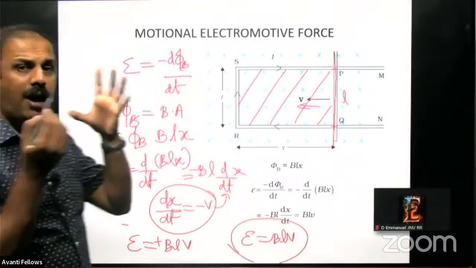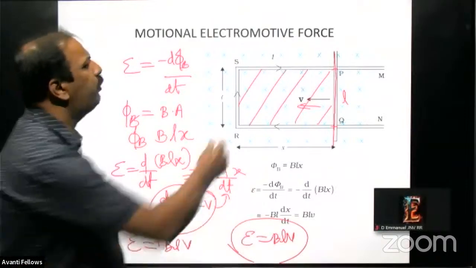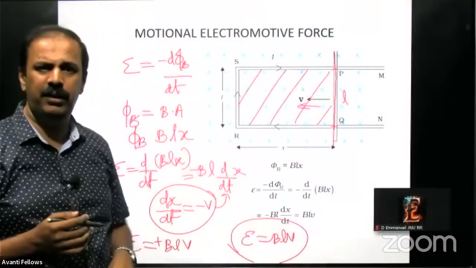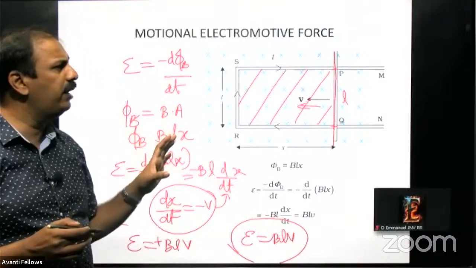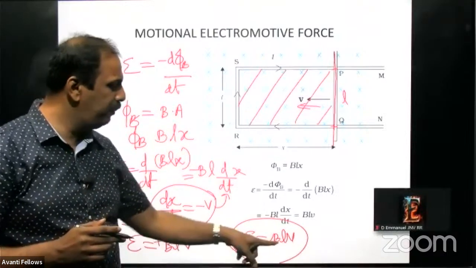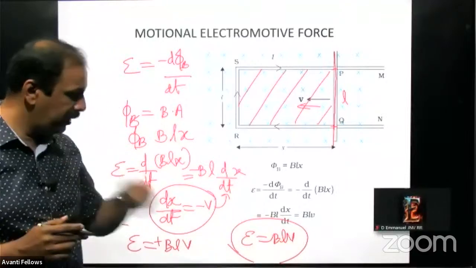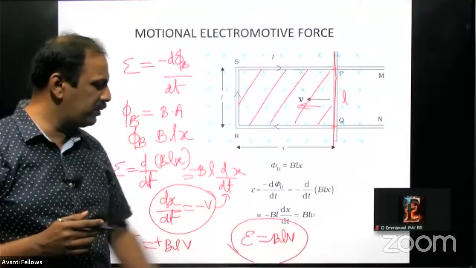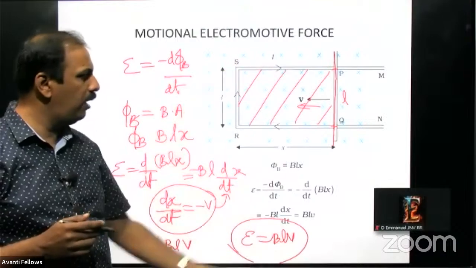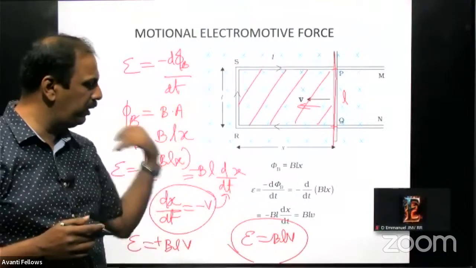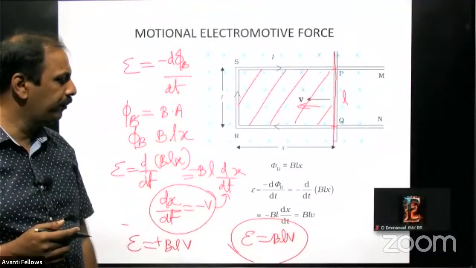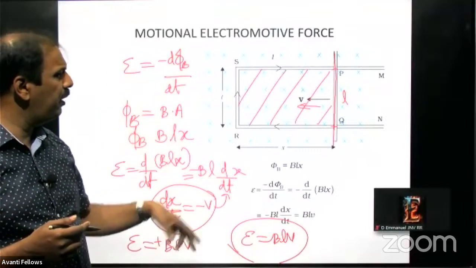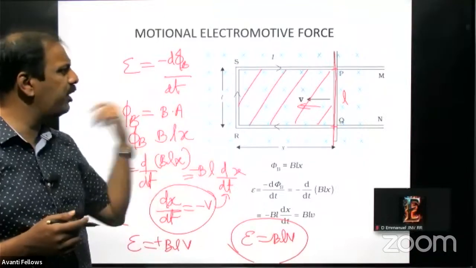Now, after getting this derivation BLV, you forget about all these things. That is, this square is not an important thing here. If you have only one rod in the magnetic field, then the induced EMF is BLV. That is, B is the magnetic field, L is the length, and V is the velocity. So it depends on the velocity. This is when it is moving perpendicular to the magnetic field. When it is moving perpendicular to it, we have BLV. So this is the induced EMF when a metal rod is moving in the magnetic field.